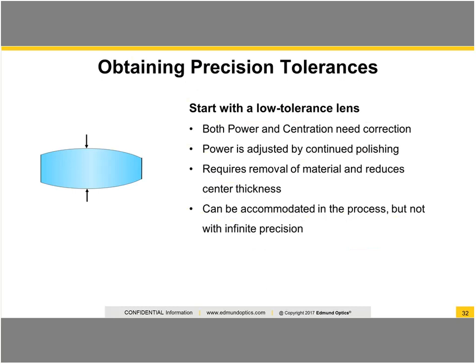To fix either power or irregularity, you would have to continue polishing this lens, adjusting the parameters of that polishing process to fix those errors. That, of course, requires you to remove some of the material, and that reduces the center thickness of the lens. If you know ahead of time that you're manufacturing a very tight tolerance lens, you can add material in to give you some more leeway to work with, but you can't do that with infinite precision. So a tighter tolerance on power or irregularity generally means a slightly looser tolerance on the center thickness.